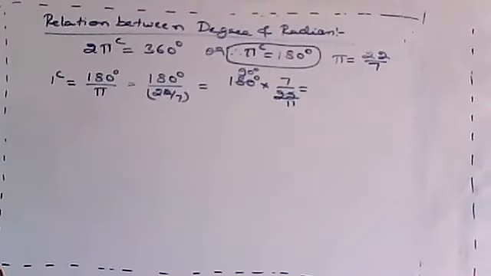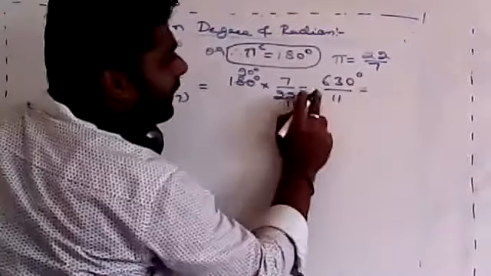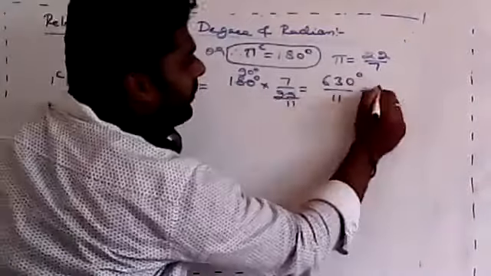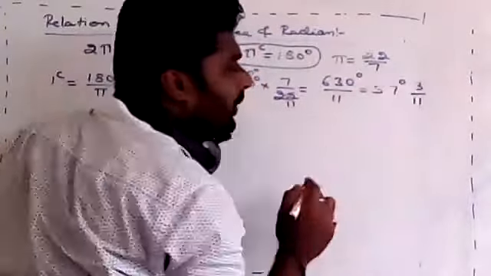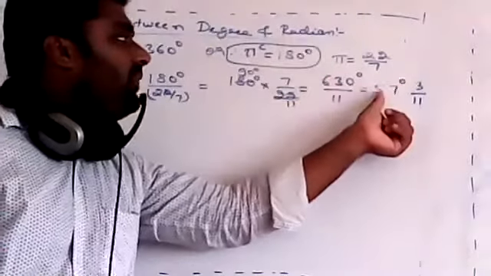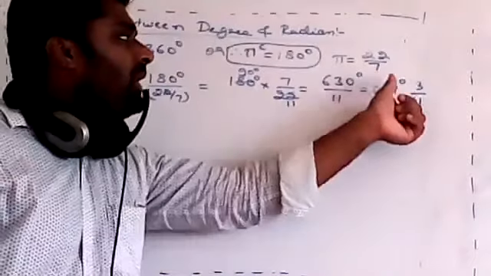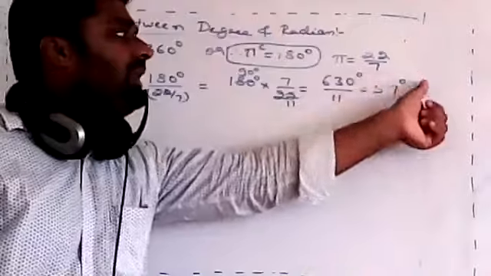Now you see here, I'm solving this. 11 5s are 55. Remaining is 8, 80 degree. If I divide it by 11, what will I get? 7s are 77. So 57 degree, and remaining is 3, 3 by 11. Again: 11 5s are 55, remaining is 8, 80 degree. 80 degree by 11 means 11 7s are 77, again 3 degrees remaining.